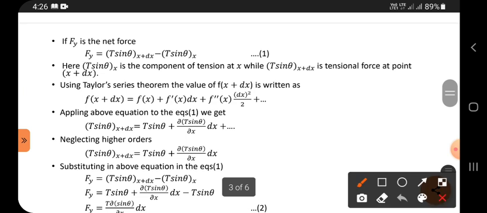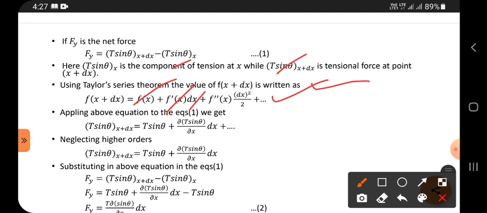Here T sin theta at x is a component of tension at x, while T sin theta at x plus dx is the tensional force at point x plus dx. Yes. So now using the Taylor series theorem, the value of f of x plus dx is written as follows. So it is the Taylor series formula. f of x plus dx is what? f of x plus f dash of x into dx plus f double dash of x into dx square by 2, plus so on like this.